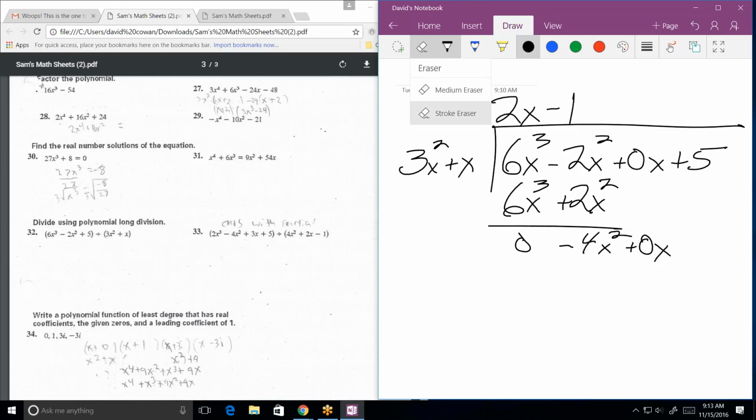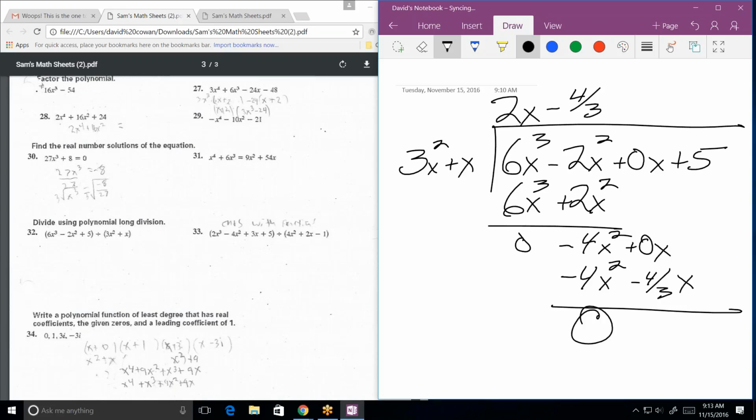This is a fraction. It's not 1. When I divide 3x squared into minus 4x squared, I get minus 4/3. And then when I multiply minus 4/3 by that, I get minus 4x squared minus 4/3 x. And now subtract, that goes to 0. This becomes 4/3 x, and that is the remainder. And you treat a remainder by adding it. So I have 4/3 x divided by my original divisor, 3x squared plus x.